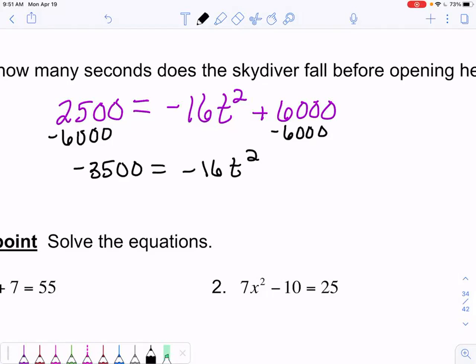What would you do next? Emma, what do you think you would do next? We're trying to get t by itself. Yeah, let's divide by negative 16. Now, because this is an actual real life problem, we are going to get decimals. So in your calculator, I do want you to actually divide this number. We're not going to leave it like this. We are going to get a decimal. Somebody with a calculator, actually divide this out.